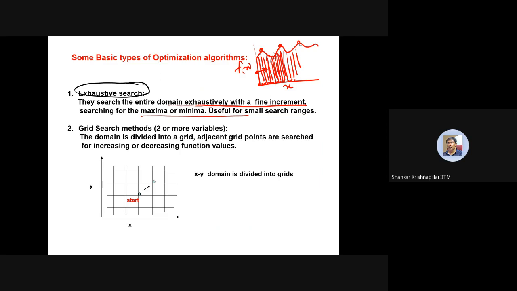So in actual practice, you cannot do exhaustive search for this entire range. You have to first narrow down some range, and then do exhaustive search within that range. So that is the first type.